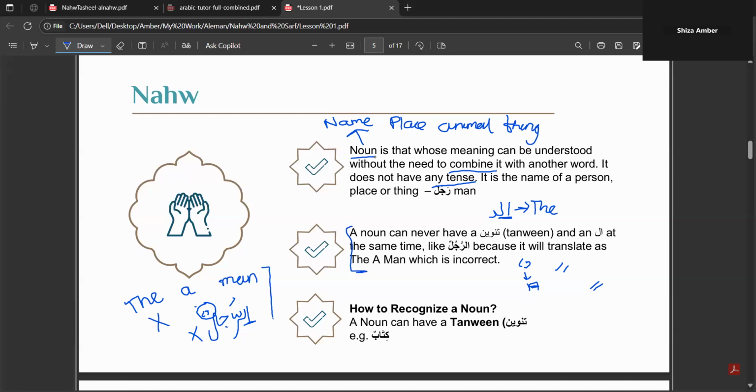So this is a very important point. You need to remember this. This is the trickiest part because students usually make mistakes in this. They tend to forget and put al and tanween together, and then they lose their marks. You need to remember that al will always translate into the and tanween will always translate into a. In English we can't say the a man, similarly we can't use al rajulun in Arabic. Either you can attach al or you can attach tanween, but you can't use them together.